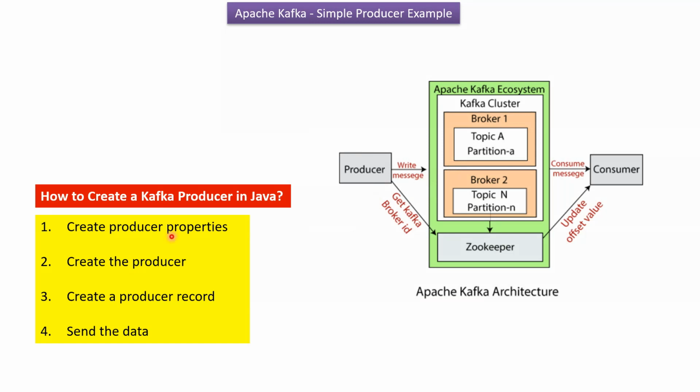The first step is we have to create producer properties. The second step is we have to create the producer, and the third step is we have to create the producer record. Then the fourth step is to send the data. We will see how to do that.